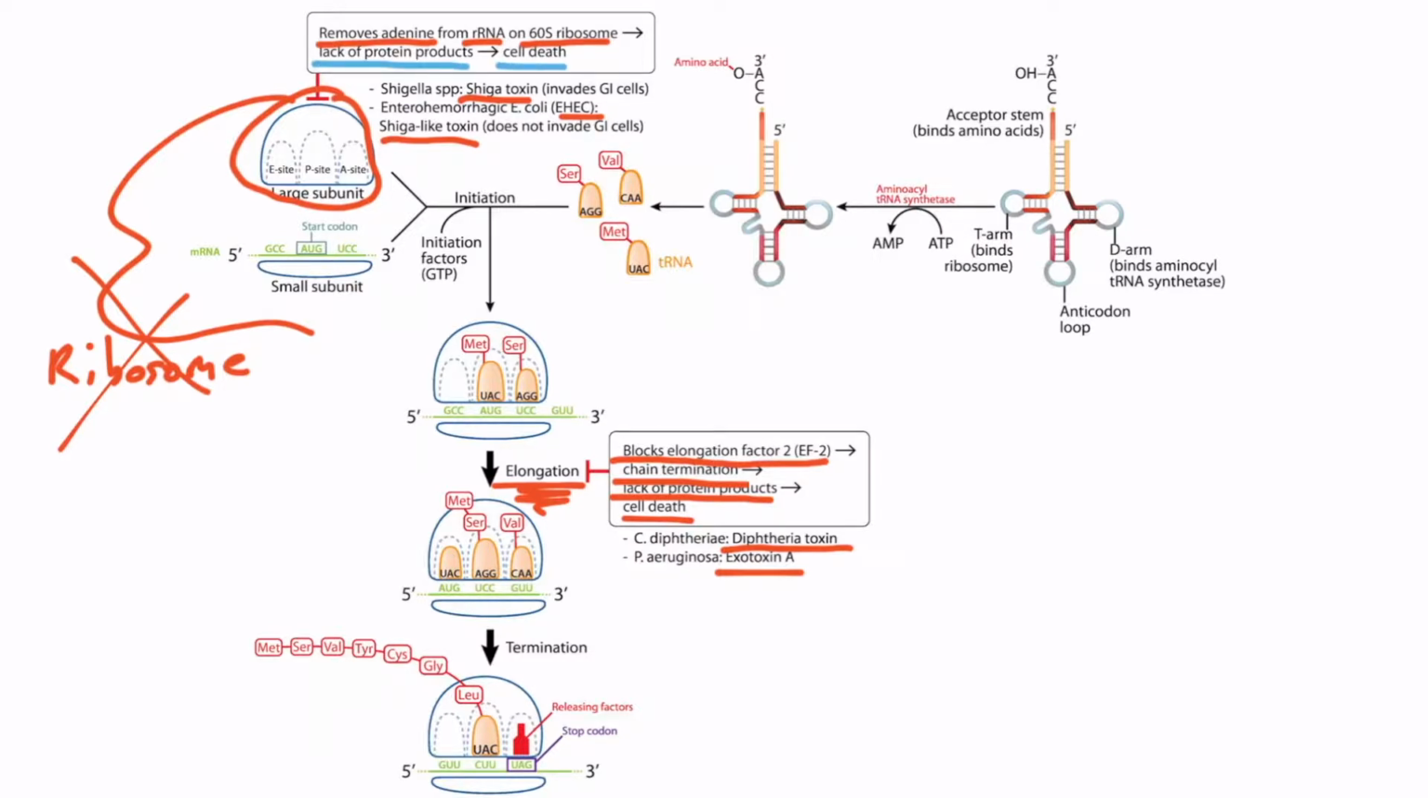An important distinction between these 2 exotoxins is that Shigella's shiga toxin actually invades the GI cells, but the shiga-like toxin does not invade those cells. It's just an important fact to remember. Regardless, both toxins block protein synthesis and kill the cell.